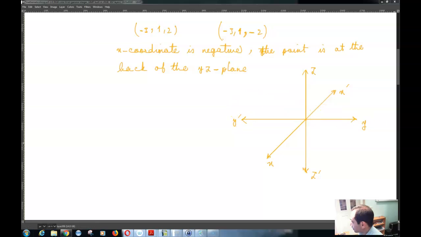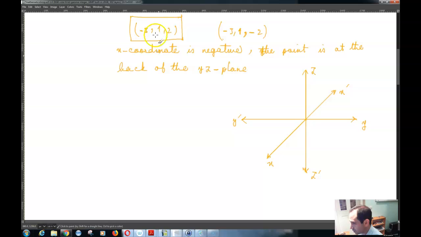So anyway, now about this point, we were talking about this point. Since the x coordinate was negative, I concluded that I was at the back of the YZ plane, which is this, as you can see over here, your x's are negative. And over here, your y is positive. So if your y is positive, you have to be over here.